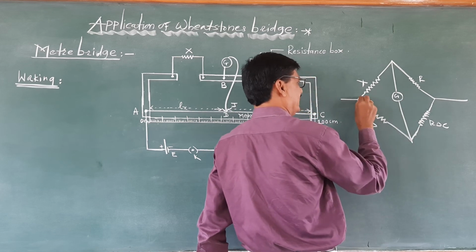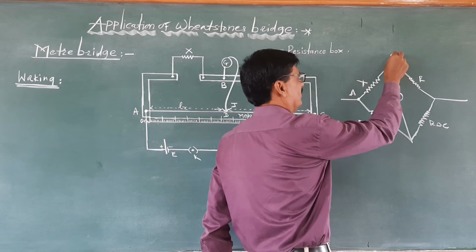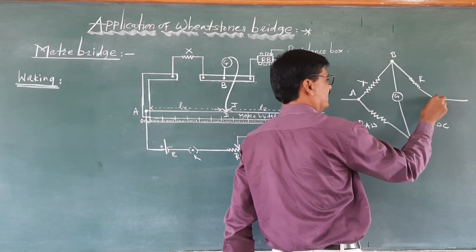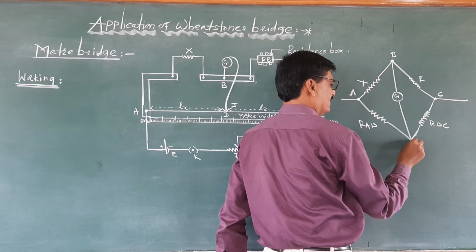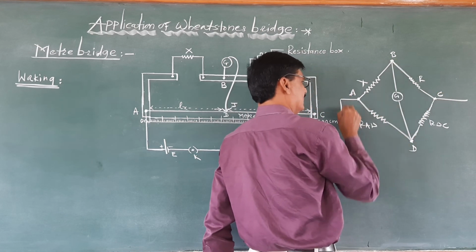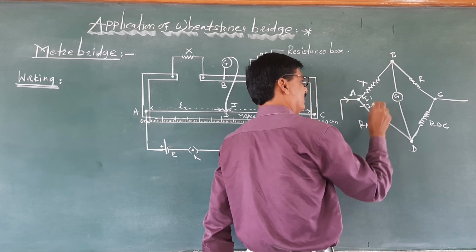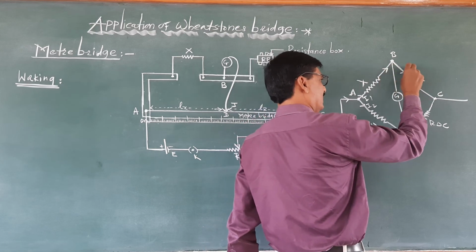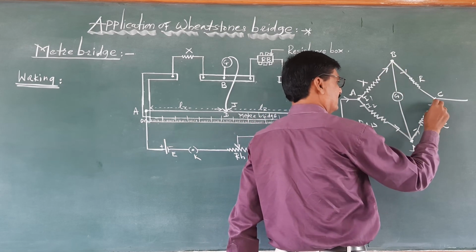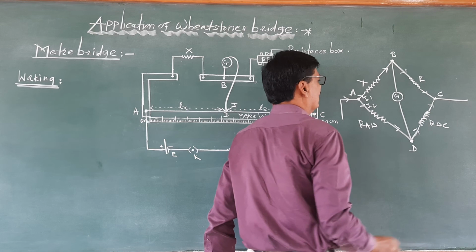I call this point A. This is point B, this is point C, this is point D, and this is the current passing through. This is the current I1 and I2. The current is divided at point A. Similarly, this is I2.